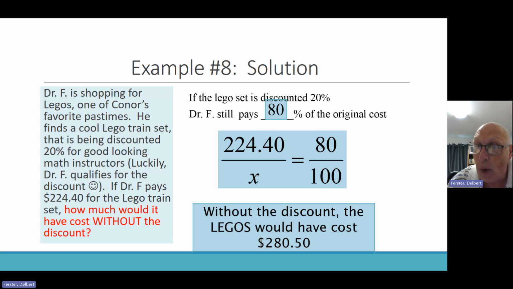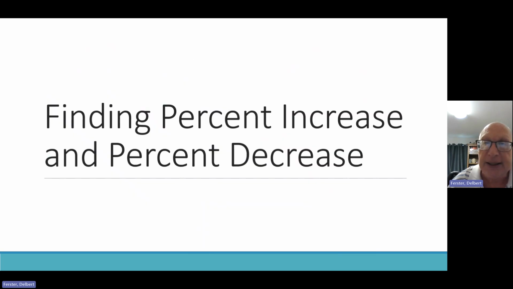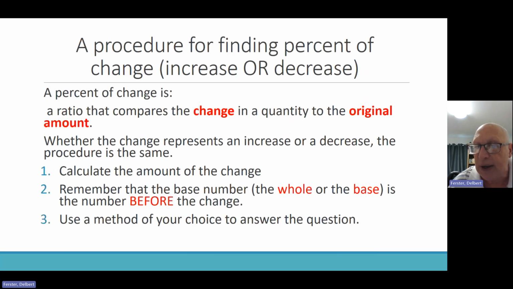If you want that one by formula, you could certainly run it. Your rate is 0.80 and the portion is the 224.40, and you'll be solving for the base. Okay. So either way, I don't care which method makes better sense to you, feel more comfortable with, pick one and roll. That takes us to a section that talks about finding percentages increase or decrease.